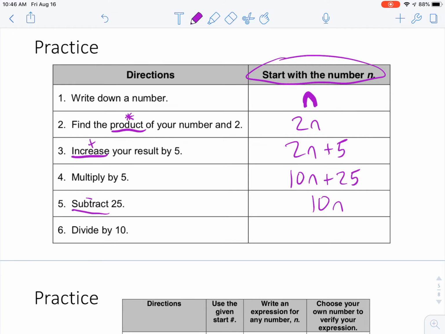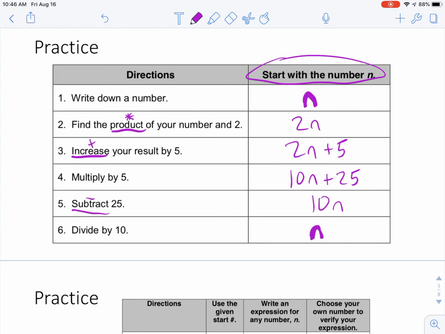Remember, we're doing subtraction there. And finally, we're going to divide the whole thing by 10. Well, this is easy. There's only a 10n. So divide that by 10, and you get n. So this is a weird one where we actually ended up with the same number that we started with. So it's kind of fun. If you want to try it, you could. Take any number, plug it into these directions, and you're going to get back that same number at the end.